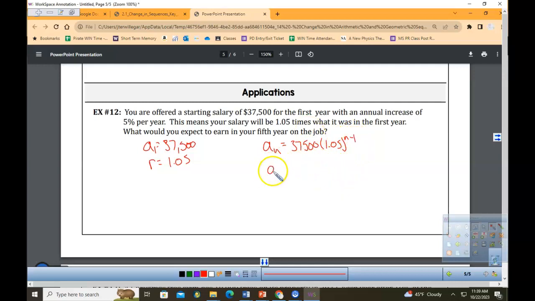So for the 5th year, plug in 5. See how many monies you make. What is this, a teacher? I plug that in and I get actually pretty close to teacher money. 45,581.48. Okay. We're moving right along, guys.